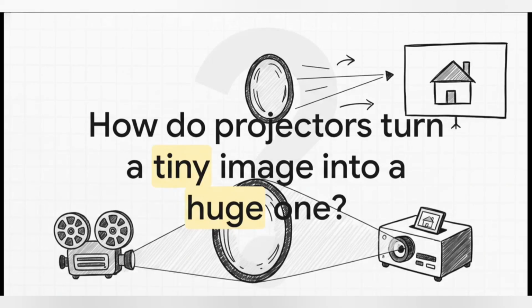So, to get us started, let's think about a little puzzle. Ever wonder how a movie projector takes this tiny little image on a piece of film or a digital chip and blows it up into that huge, sharp picture you see on the big screen? Well, it's not magic, it's pure physics. And the secret is all about understanding the path that light takes.